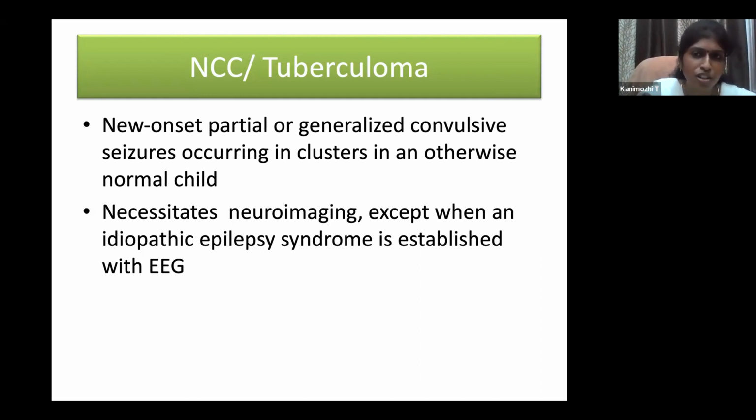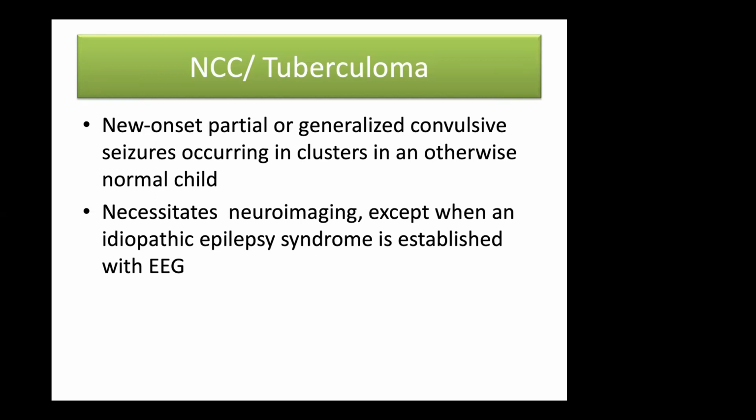So it is typically a new onset partial or generalized convulsive seizure that can occur in clusters in an otherwise normal child. It could be an NCC or a tuberculoma. So this necessitates neuroimaging, especially if an idiopathic epilepsy syndrome is not established with EEG. If it is not established with EEG, definitely we'll have to do neuroimaging.